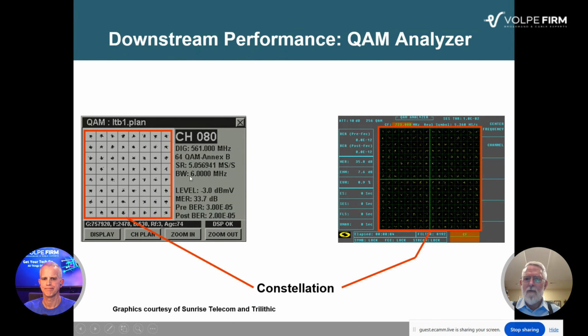This shows the channel bandwidth is 6 megahertz. Shows signal level, minus 3 dBmV, RxMER. This one shows RxMER, pre and post FEC bit errors, and so on. So there's all that really cool stuff. So there's the pre and post FEC BER. You'll note the one on the left's got some pre and post FEC errors. The one on the right doesn't. So that's telling.